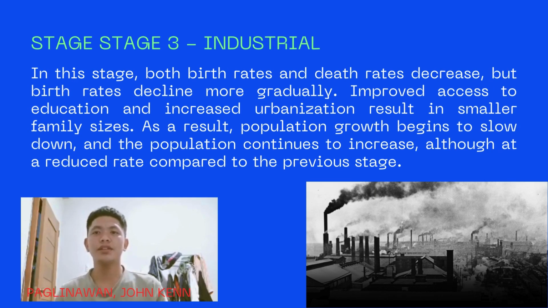Stage 3, Industrial. In this stage, both birth rates and death rates decrease, but birth rates decline more gradually. Improved access to education and increased urbanization result in smaller family sizes. As a result, population growth begins to slow down and the population continues to increase, although at a reduced rate compared to the previous stage.